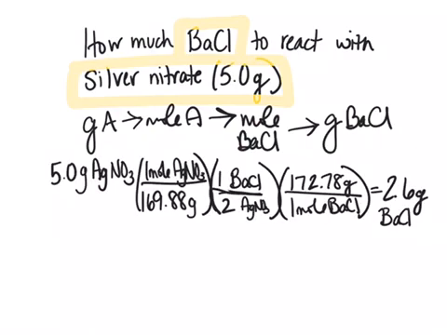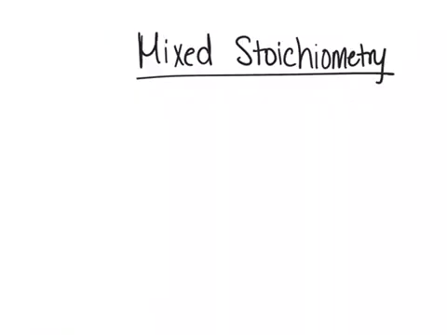So here's my answer for that last problem. Starting with 5 grams of silver nitrate, divide by the molar mass, multiply by the mole to mole ratio, multiply by the molar mass of barium chloride to get 2.6 grams of barium chloride. All right, let's look at some mixed stoichiometry problems.